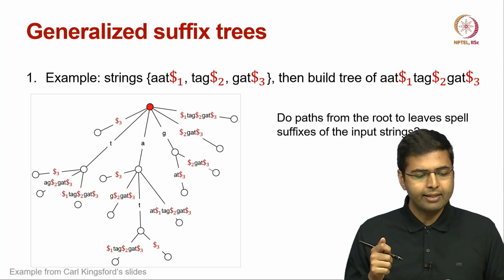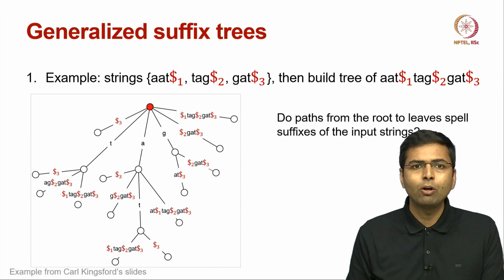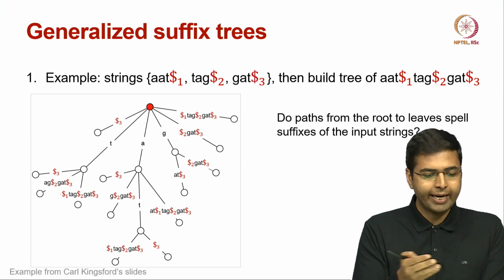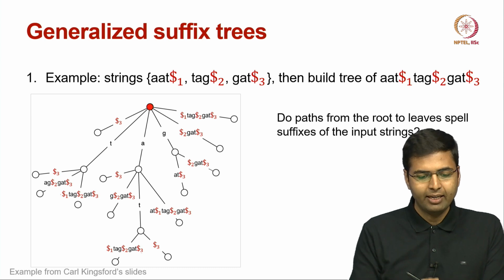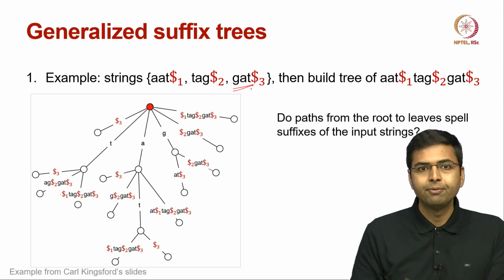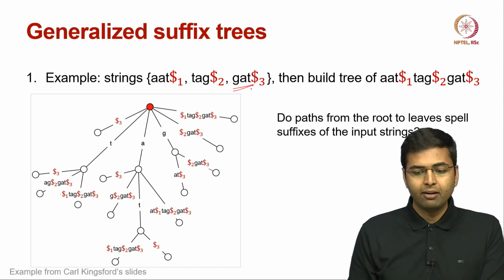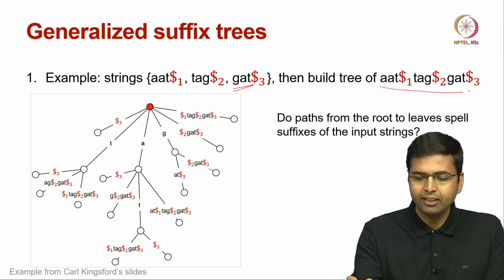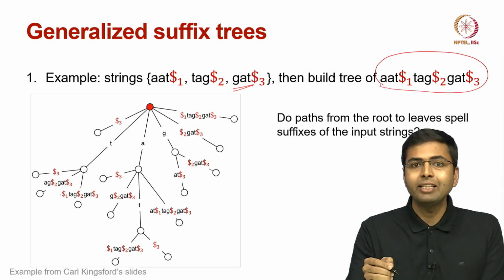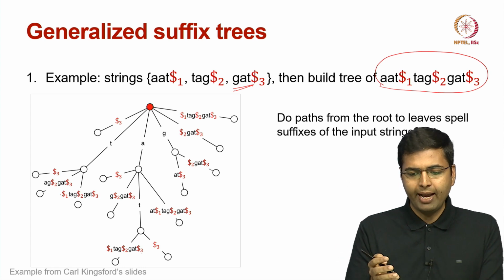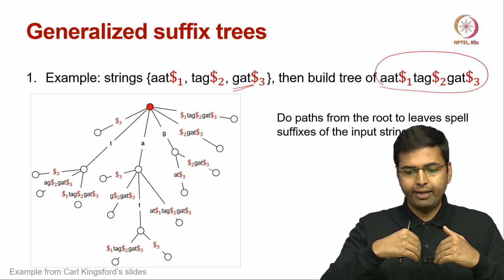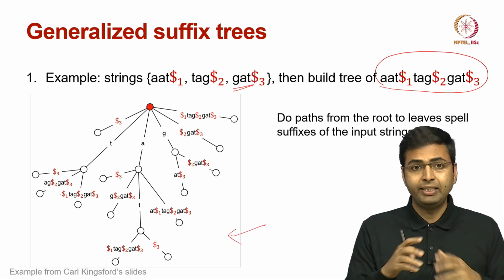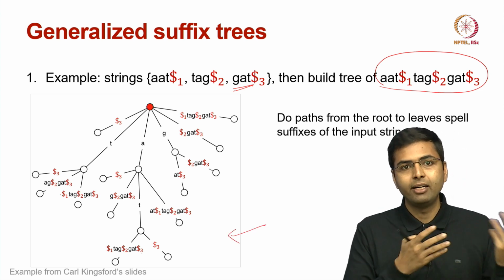There is one final detail that we have to look at. Here is an example of what we discussed so far. Suppose you give 3 strings AAT, TAG and GAT. Based on the previous idea, we will build a generalized suffix tree of these strings by concatenating them and putting the separator symbols, and we are going to build this single suffix tree like we did in the last lectures.